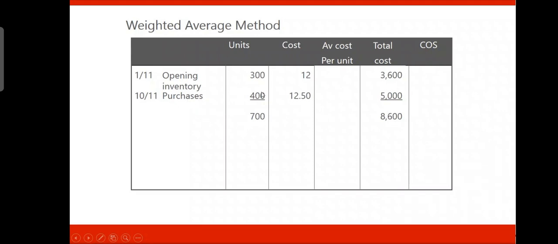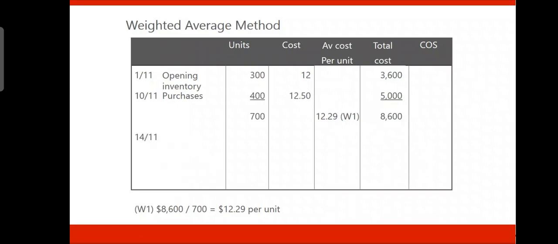And since we made a purchase, we need to calculate the new average cost. That's the rule. That's something which the weighted average method requires. So you divide 8,600 by 700 and you calculate an average of 12.29. So that's your new average cost. Now that's very logical. If you see that your initial cost was 12, then you purchase units at 12.5. So the new units are expensive. So naturally your average cost will go up.